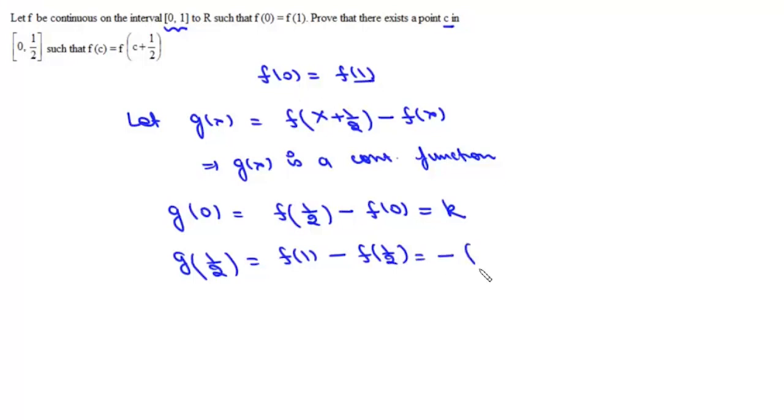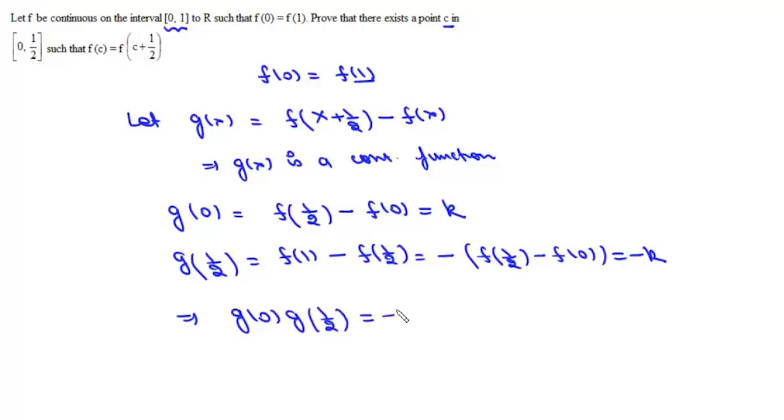So it will be this, minus f(1 by 2) minus f(0), which is minus k. And if we multiply them, we can write g(0) into g(1 by 2) will be equal to minus k square, which is less than or equal to 0.